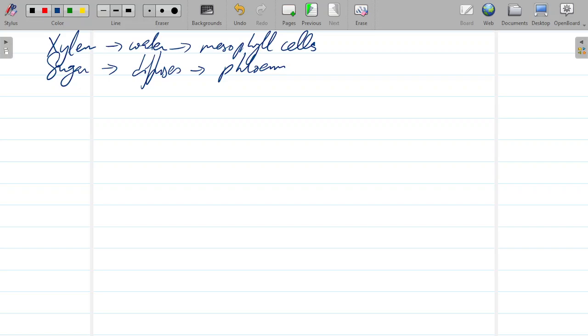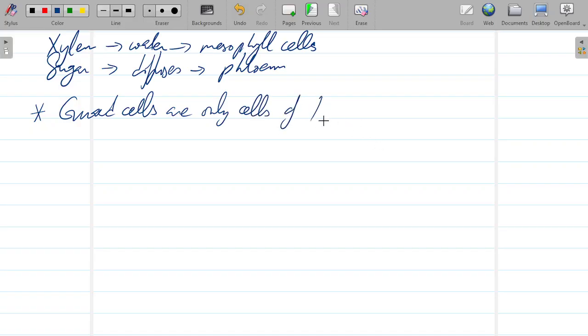Okay. I believe that is all that there needs to be said about the structure of the leaf. Just one thing. The guard cells are the only cells of the lower epidermis, and this is for dicots, obviously. For monocots, they're on the upper epidermis as well, that contain chloroplasts.